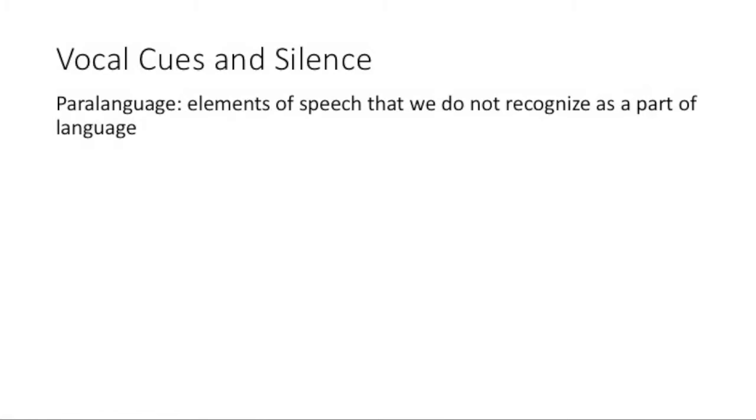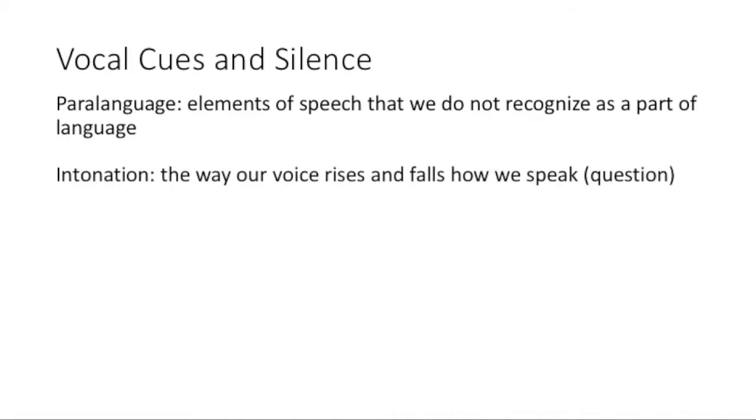The second major nonverbal communication channel I want to talk about is vocal cues and the use of silence. This might be a bit confusing, as this indicates that nonverbal communication can include communication through sound. Specifically, it involves paralanguage. Paralanguage are elements of speech that we do not recognize as part of language. And there's a few different forms of this. This includes intonation, the way our voices rise and fall with how we speak. So, for example, the way in which our voices may rise and fall when we're asking a question.